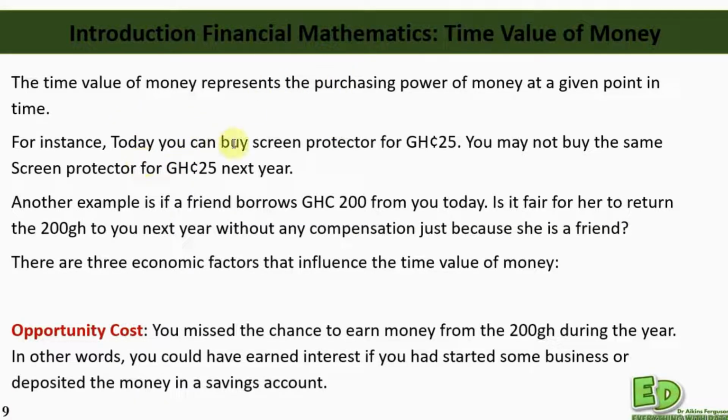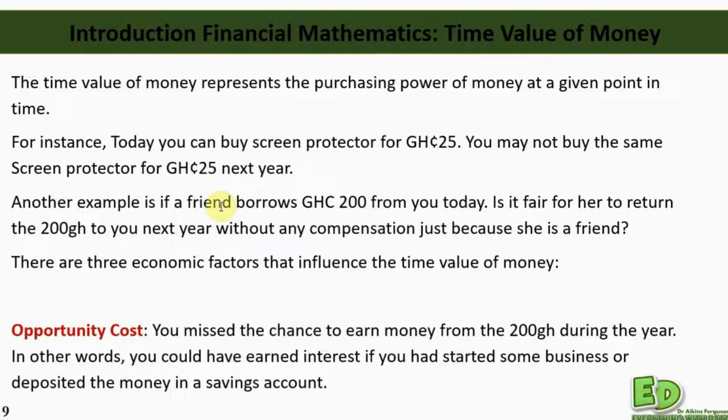Like, for instance, today you can buy a screen protector for 25 cedis. You may not buy the same screen protector for 25 cedis next year. So a cedi today is not worth the same tomorrow. It could be 20 cedis next year, or it could be 30 cedis the next year, or even 40 cedis. Another example is that if a friend borrows 200 cedis from you today, is it fair for her to return the 200 cedis to you next year without any compensation just because she's a friend?